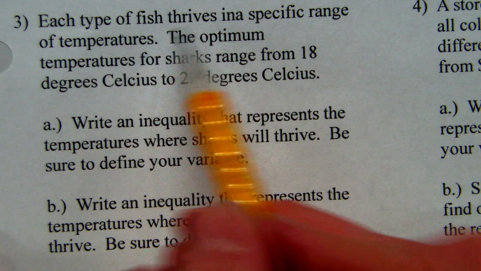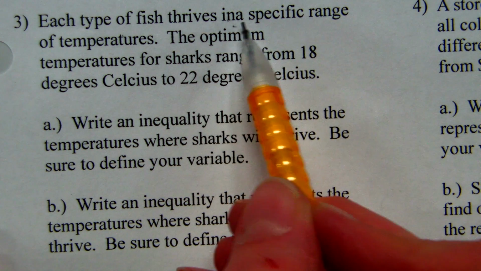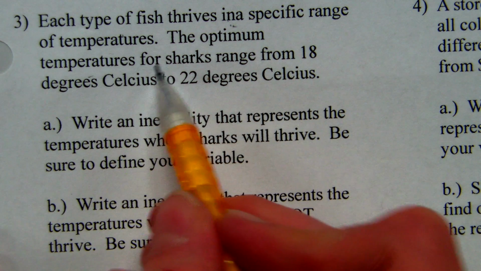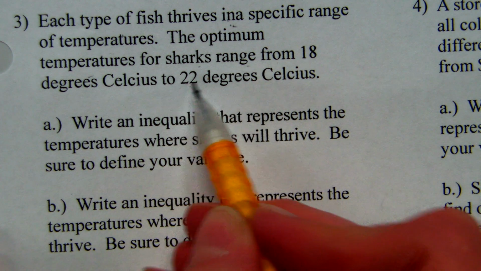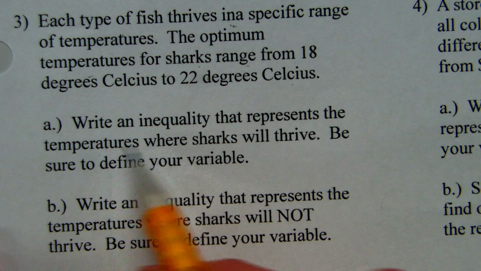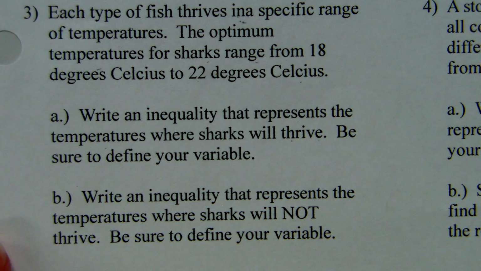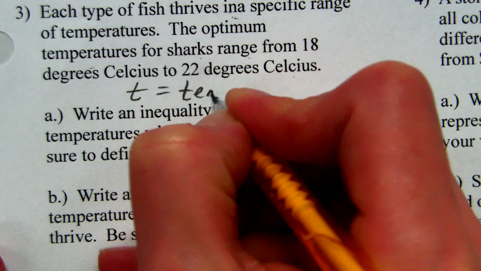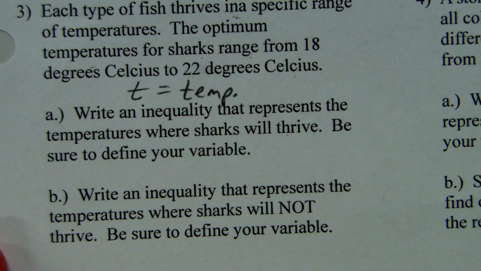It says each type of fish thrives in a specific range of temperatures. Sorry, it's not in a specific range of temperatures. The optimum temperatures for sharks range from 18 degrees Celsius to 22 degrees Celsius. Write an inequality that represents the temperatures where sharks will thrive. Be sure to define your variable. So since we're talking about temperatures, up here I'm just going to write T equals the temperature. I'm just going to call it temp. Okay? The optimum temperature for the sharks.